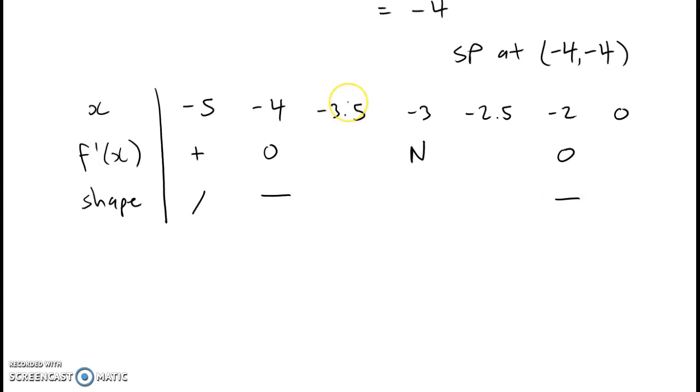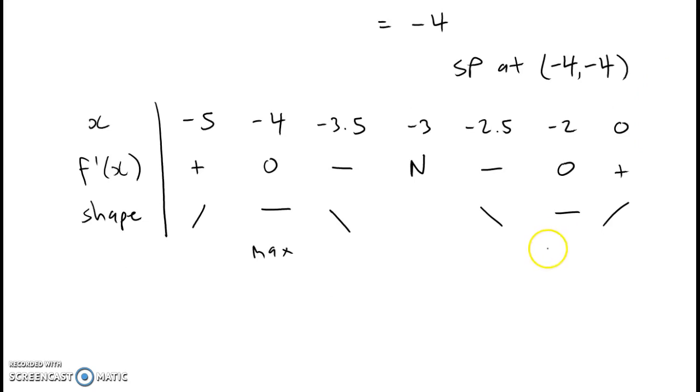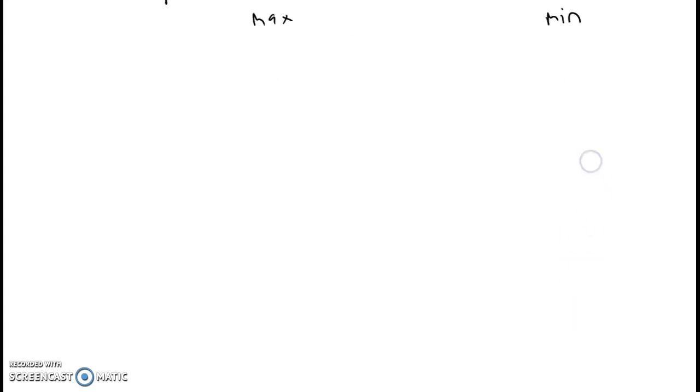If we sub in minus 3.5, same process, go back to your derivative, sub in x equals minus 3.5. You should find that it is negative, so it's decreasing. So we know this point here is a maximum. This minus 4 stationary point is a maximum. Minus 2.5, if you substitute that in, you should get a negative, so it'll be decreasing. Sub in 0, you should get a positive, so that will be increasing. So we know this stationary point here at (-2, 0) is a minimum. Alrighty, so we've got all the information we need. Now we can go ahead and graph this.